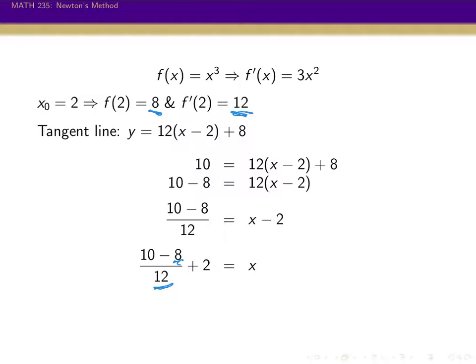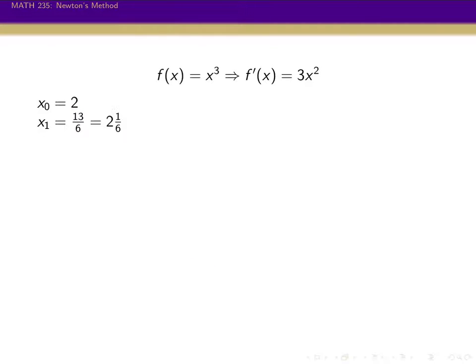That's coming from the value of the derivative. And then the plus 2 we have at the end, that's coming from the original point that we started at. Okay, and so this gives us our x value. And if you simplify this down, we get that x is equal to 2 1/6. And so let's call that value x1, same as we did before. So 2 1/6 is the same thing as 13/6.